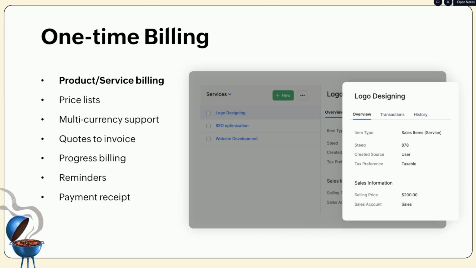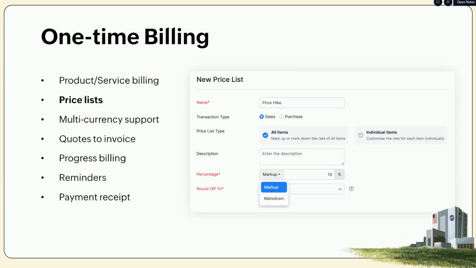In one-time billing, in businesses that have one-time billing use cases, there will be a quote to cash process. So we support one-time billing, so you will be able to configure the products or services within our system, and you will be able to create price lists. You can mark up the price or mark down the price. So if you're selling globally, you'll be able to create price lists for customers in different countries for different currencies.